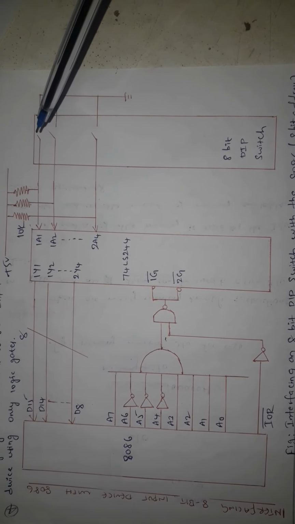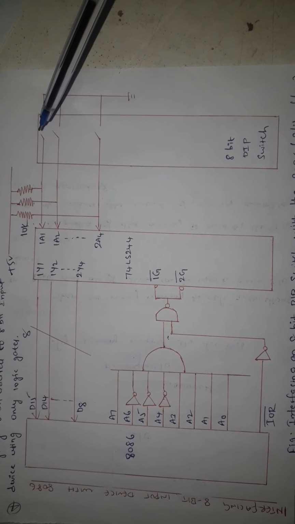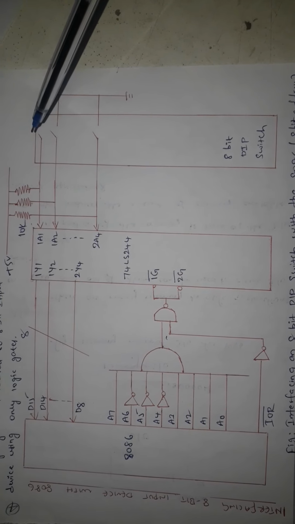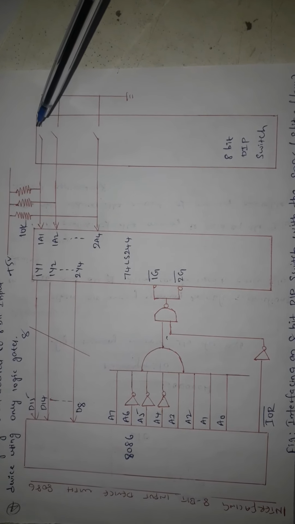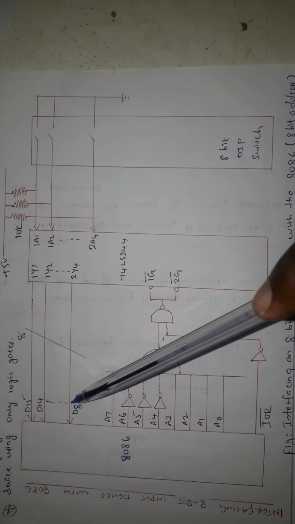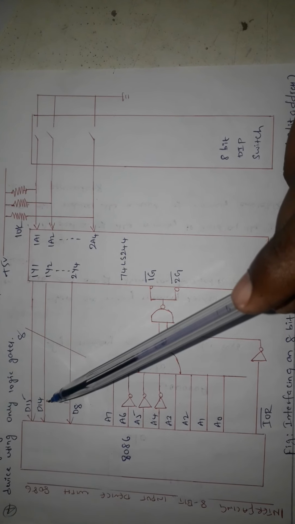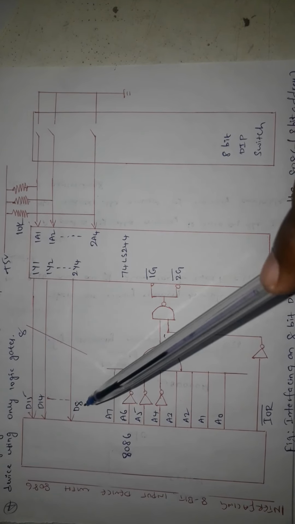Whatever the data available at the switches, if it is closed or open, based on that I will get a value 1 or 0. That value available at the switches, either 1 or 0, is transferred onto the data buses D8 to D15. So why are we using only the data buses D8 to D15?